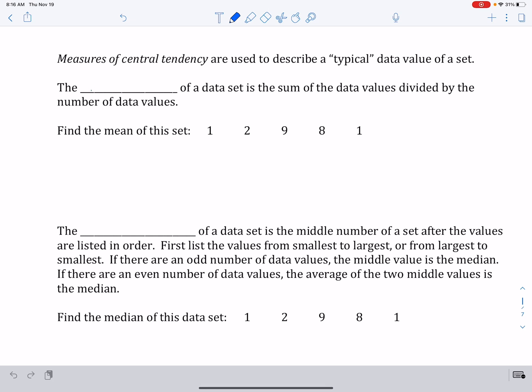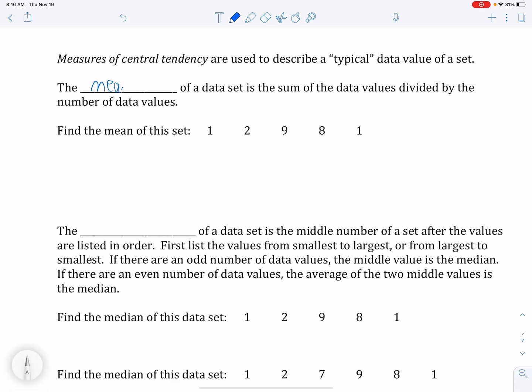And the first one we're going to look at is what's called the mean of a data set. Now, the mean of a data set is the average. So most of you are familiar with how to find an average. You add up the data values and then divide by the number of data values.